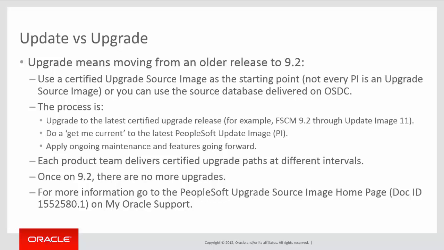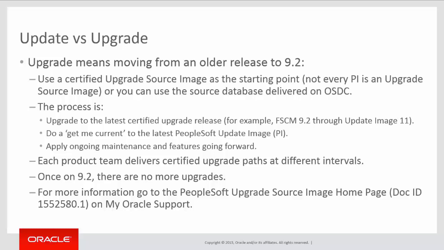The process for an upgrade is, first, upgrade using the upgrade source image on the latest application release that's certified. We're certifying upgrades to higher levels of 9.2 through update images, which allows you to complete an upgrade to 9.2 and get some of the maintenance and features that have been released through the certified update image. For example, an upgrade to 9.2 through update image 11 will get you to FSCM 9.2 and will include all maintenance and features released through PI 11. When that's done, you'll have a 9.2 system with all your customizations. Just a note, as part of the upgrade, we recommend that you review customizations and limit them when possible.